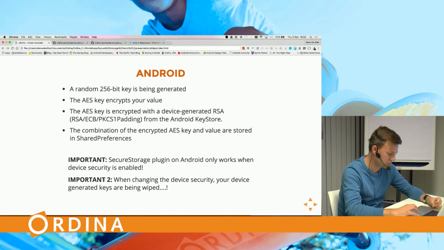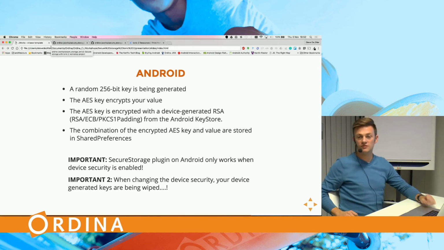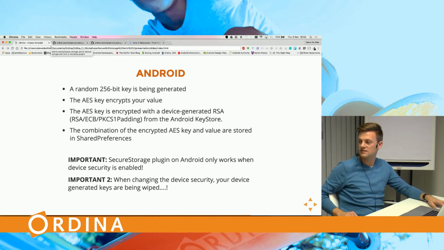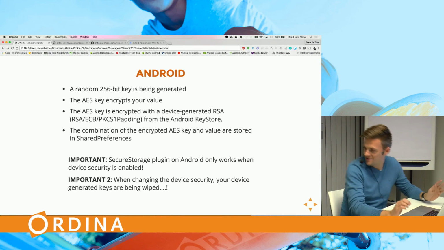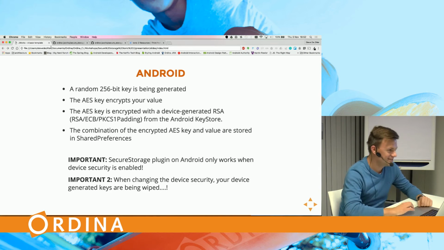And the second one is maybe even more annoying, is that when you change the device security, your device-generated keys are all gone. It really wipes your Android key store. So that's something that I will need to figure out how to solve. Maybe we should back up our keys on the server anyway, just in case someone changes his PIN code or swipe code, because it really wipes all your keys, so the database is inaccessible, and maybe you have some important stuff in that database that you don't want to lose. So that's a bad thing.